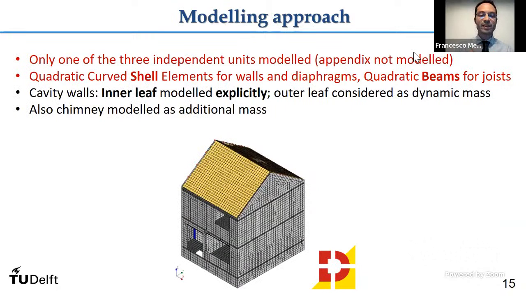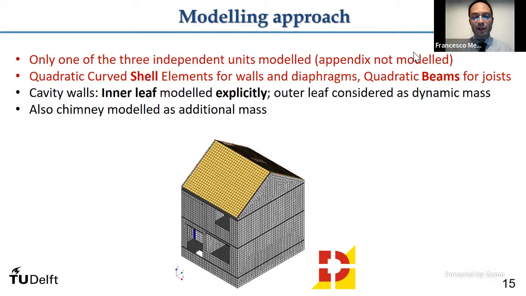When I move from the real case study to the numerical simulation, I will now discuss the modeling approach that we have followed. And then there is going to be a critical discussion on how this approach may have influenced the results of the analysis. So first of all, since the reinforced concrete slabs are not continuous throughout the three different units, but they are independent, then only one of the units has been modeled. And this is, of course, a simplification, also in terms of computational time.